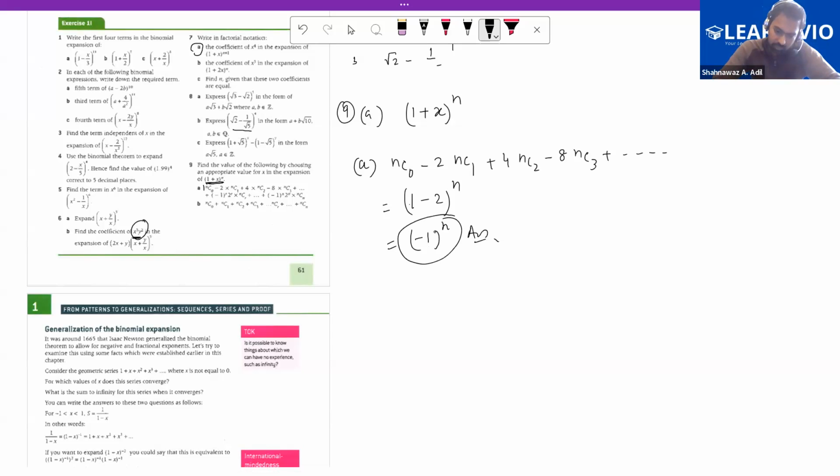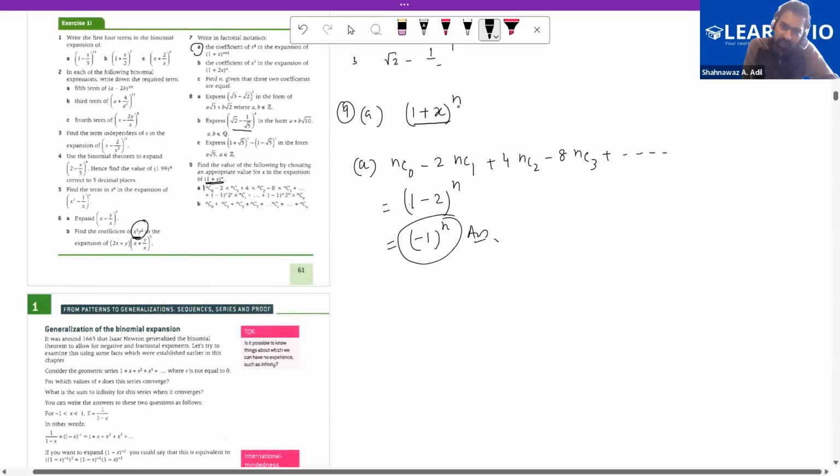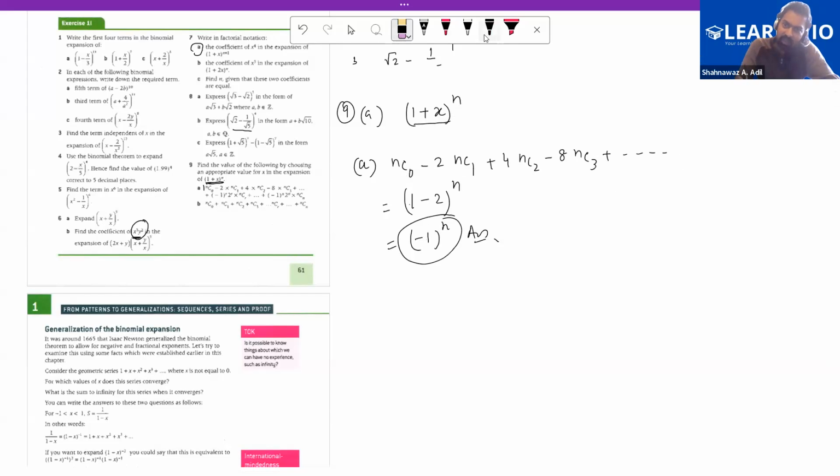Wait, how is it minus 1 to the power n? This is the expansion of (1 + x)^n, right? So 1 minus 2 is minus 1, right? And then to the power n. So you saw that we don't need to solve this long calculation. With binomial expansion, it becomes very easy. Okay, I've written it down. Good.